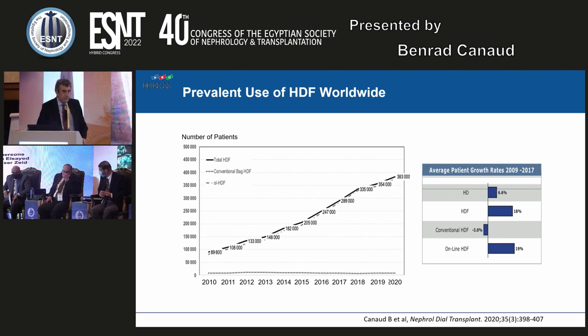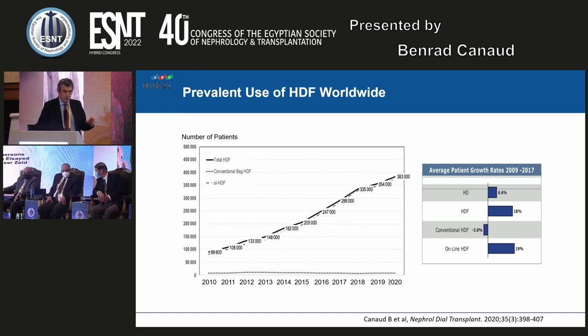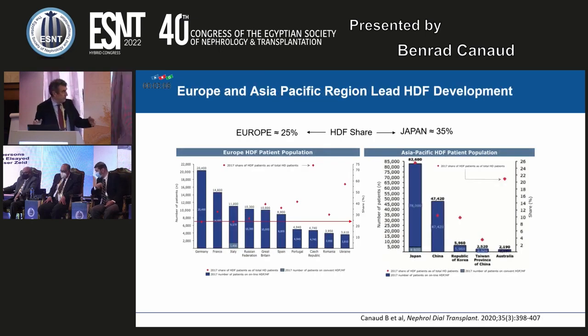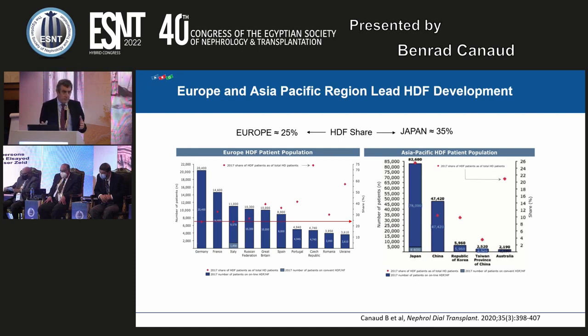This is the prevalent use of hemodiafiltration worldwide, and this morning I heard about PD. For hemodiafiltration today, in 2022, we are already close to more than 450,000 patients treated worldwide. That means twice as many as PD patients. And still the trend is growing, by 11% per year. I don't want to go into details. This is, of course, Europe on the left side and the Asia-Pacific region on the other side. You see in Europe it's almost 25%. Japan is 35%, but still growing.